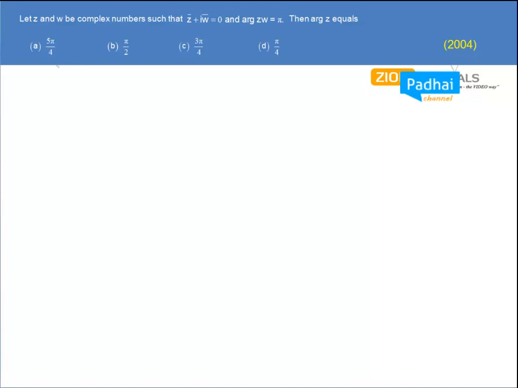Okay, now let us take another 2004 problem which says that z and omega be complex numbers such that the equation which they satisfy is given to you, and another equation is given to you that argument z omega is pi. Alright, and another which was given to you was that this thing was also given to you. Now you need to find out the value of argument z. Okay, two variables, two equations are given. That means you could easily find out the things. Now let us see how to find them.